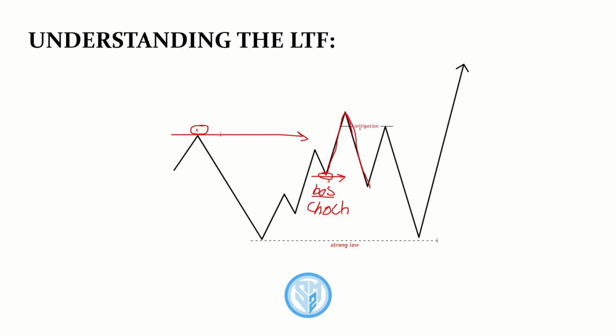So a supply in a premium area, and we will enter from there, and we will set our targets either at the low over here, at a lower time frame low, or we will set it at an area of demand, for example, over here, right?